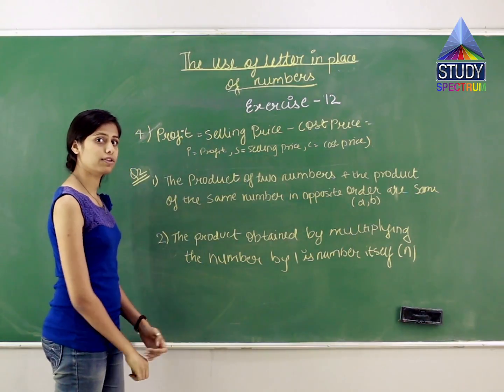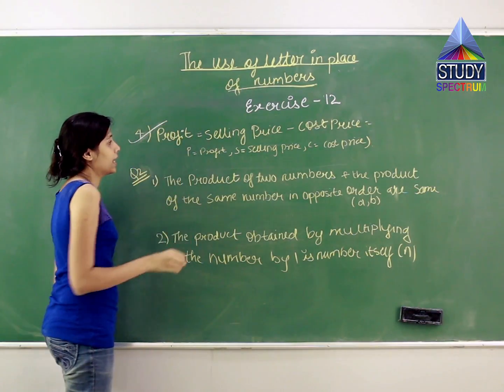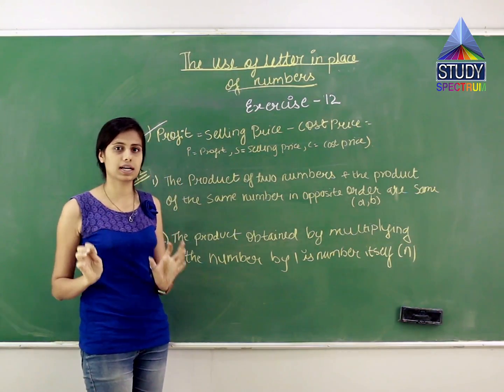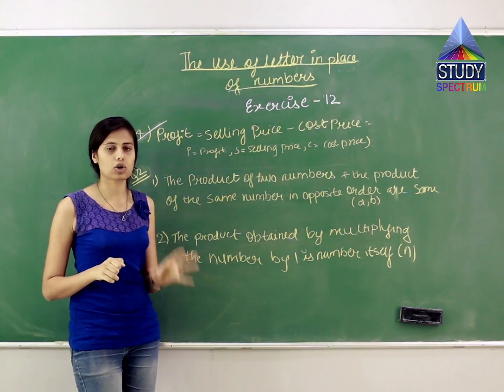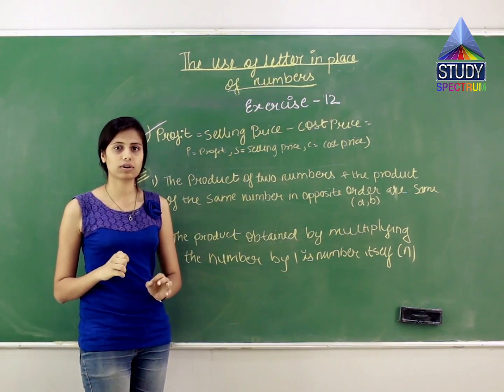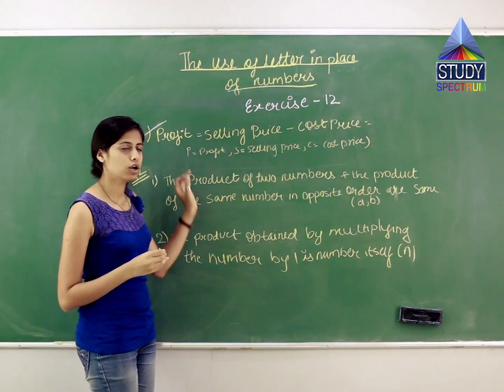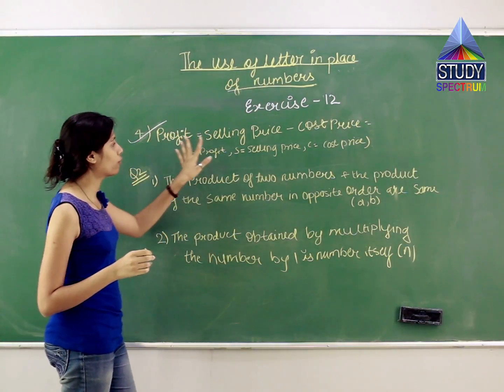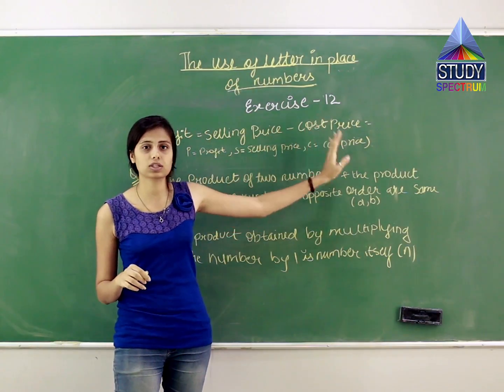Now let us start with the 4th question of this exercise. In this question also we are given a statement and the unknown numbers or the words. You have to replace those words with the letter given in the bracket. Look, they are telling you that profit is equal to selling price minus cost price.